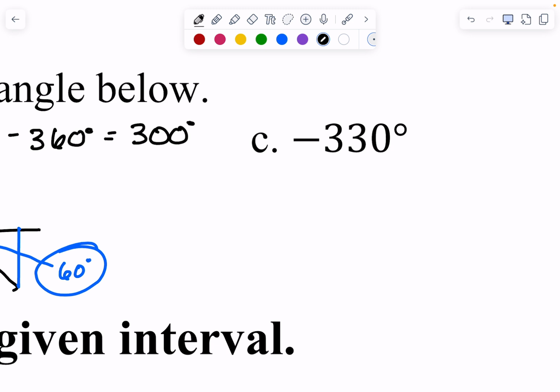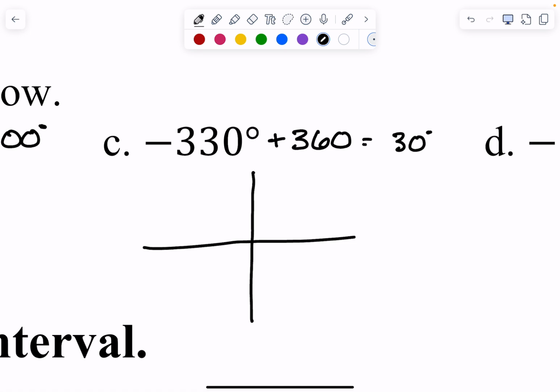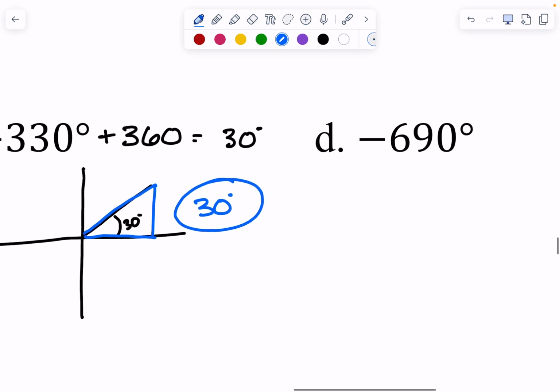Okay, what about C? Let's add 360 to get him positive. Okay, which makes him 30 degrees. 30 degrees is in the first quadrant. He would be like this much, 30 degrees. Okay, what's his reference angle? 30. Reference angle is the bow tie angle. He's already a bow tie. If he's in the first quadrant, he is his own reference angle. Yep, in the first quadrant, you don't have to do anything. He's already his own reference angle.